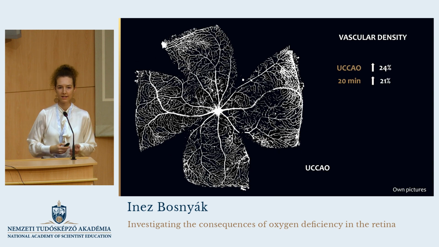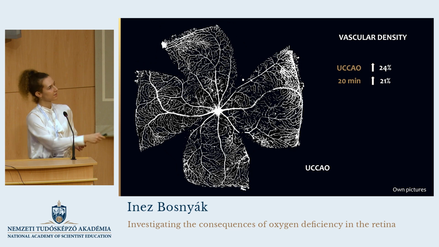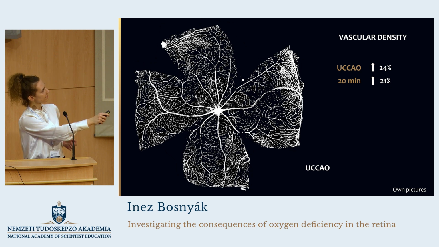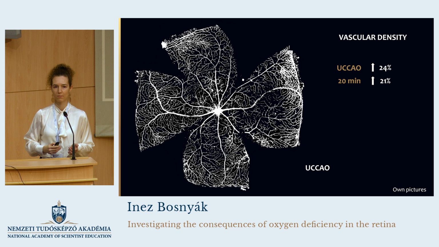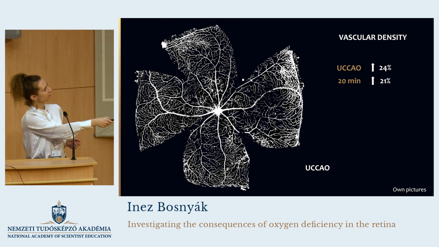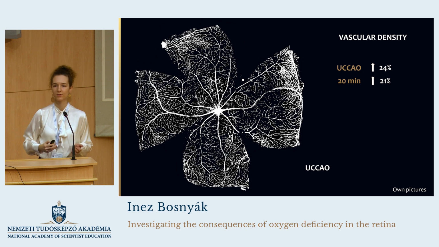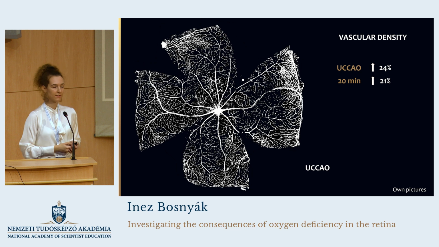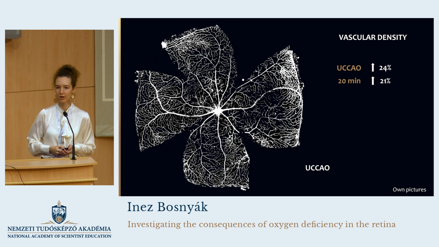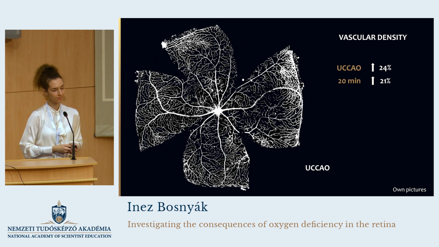Besides this, we analyzed the vascular density. So you can see a representative lectin-stained whole mount retina. So the vascular density increased more than 20% in case of the UCCAO and 20 minutes BCCAO groups, which means that new vessels were formed after the ischemia.